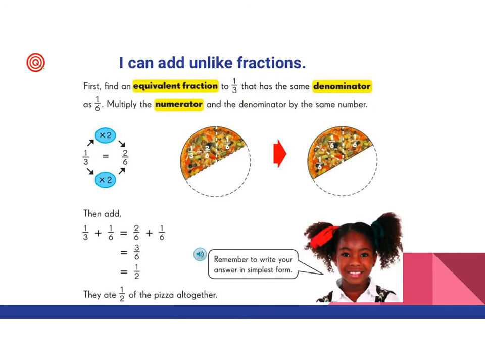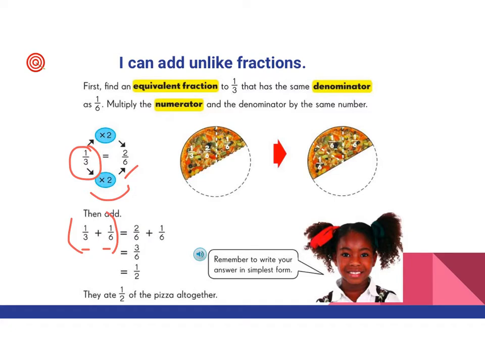So 1/3 plus 1/6. Right now they are unlike denominators, and I ask myself, what would be easy? What would be an easy denominator to turn them both into? And it would be 6. So I'm going to find an equivalent fraction for 1/3 so that it's got the denominator of 6. 3 times what equals 6, and it's 2.